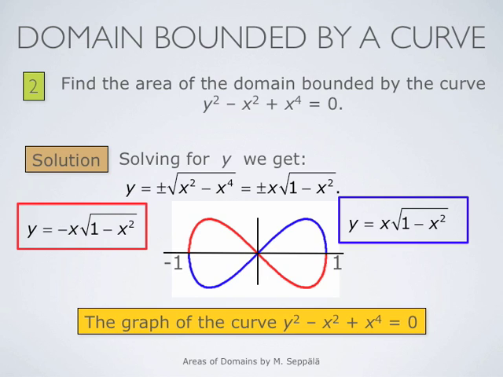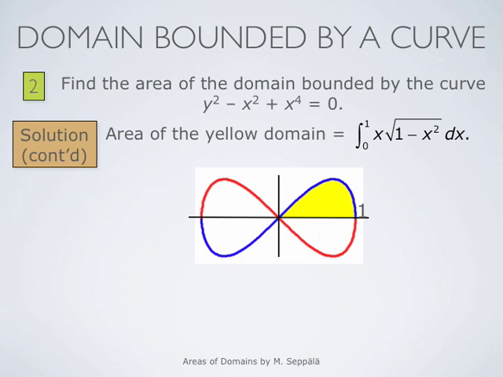Both functions are defined only if x is between -1 and 1, and both functions take the value 0 when x is -1, 0, or 1. So we have this graph which looks like the infinity sign, and we have to determine the area of the domain bounded by this graph. So we look at first this blue curve and the area bounded by the blue curve and x-axis between 0 and 1.